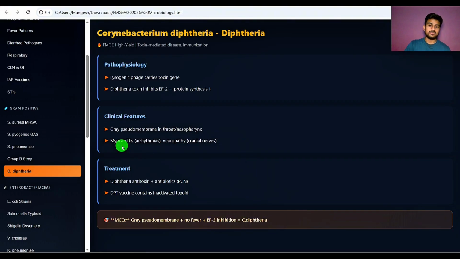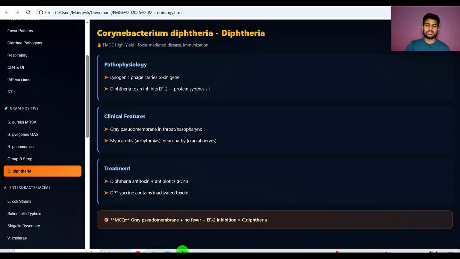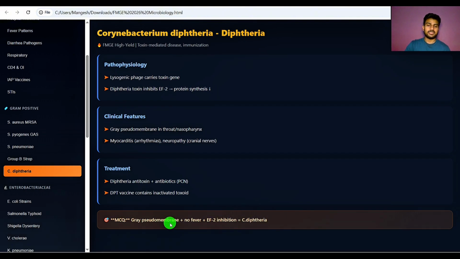The next thing is about myocarditis. There can be arrhythmias, there can be neuropathy related to cranial nerves. The treatment is simple. Treatment can be diphtheria antitoxin plus antibiotics, and if possible, we can also give the patient a DPT vaccine that contains inactivated toxoid. So for MCQ purposes, you have to remember that if there is a gray pseudomembrane plus no fever, or elongation factor 2 inhibition, if anything of this is mentioned in the question, MCQ, clinical scenario or anywhere else, you have to point it towards Corynebacterium diphtheriae.